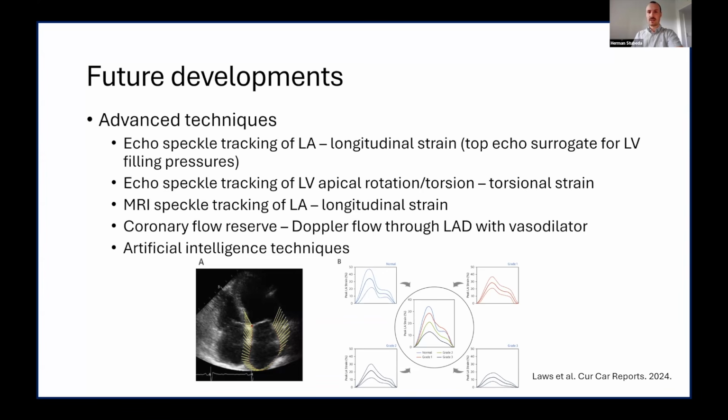There are some other algorithms as well that are being developed, specifically with speckle tracking of the left ventricle and torsional forces and strain, as well as speckle tracking on MR. And there are also some artificial intelligence algorithms that have been published, and more are in development as well. So the field of diastolic functional and rest testing is evolving, and it'll be interesting to see what happens in the next few years.